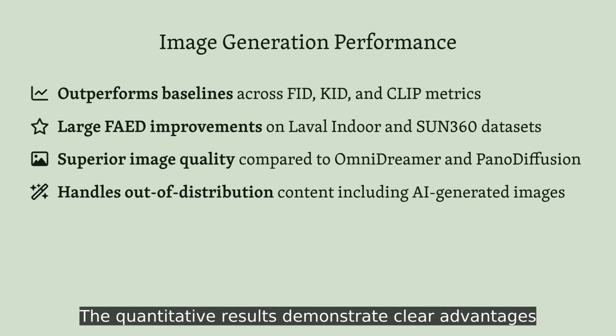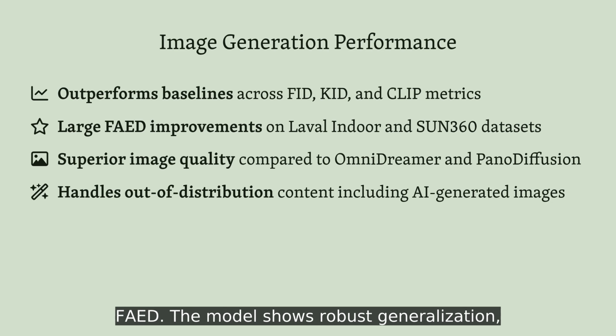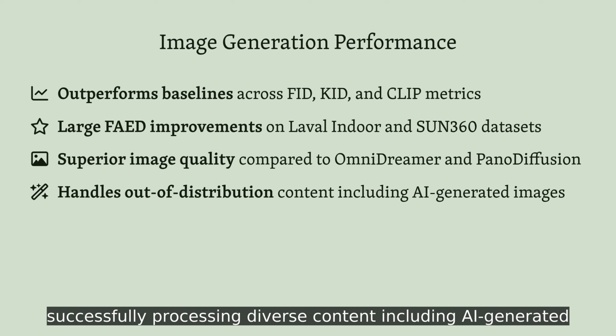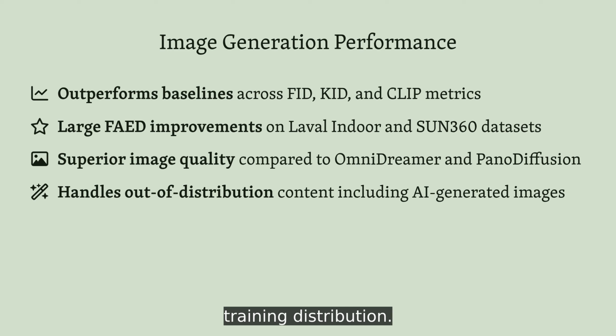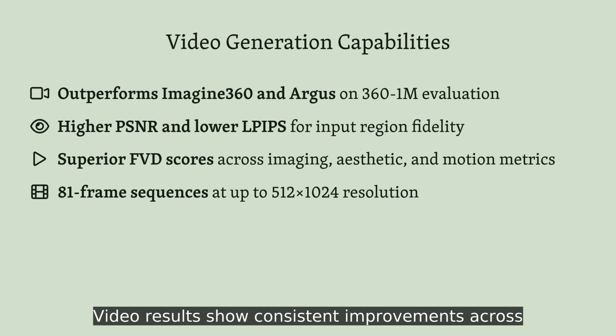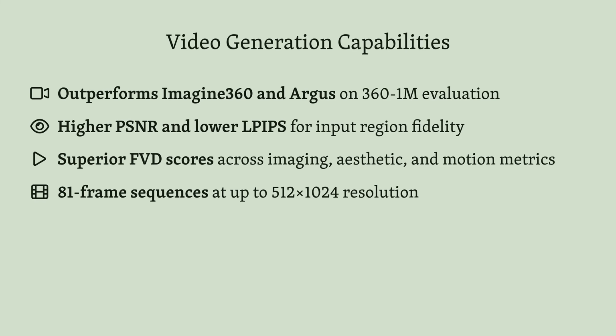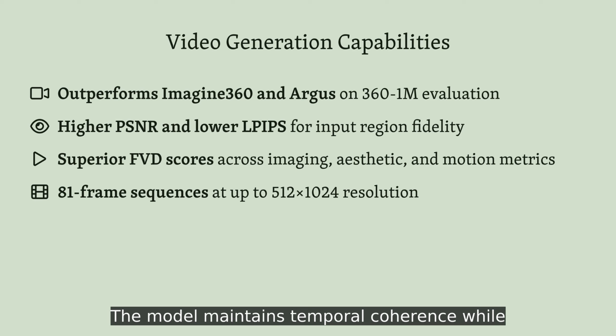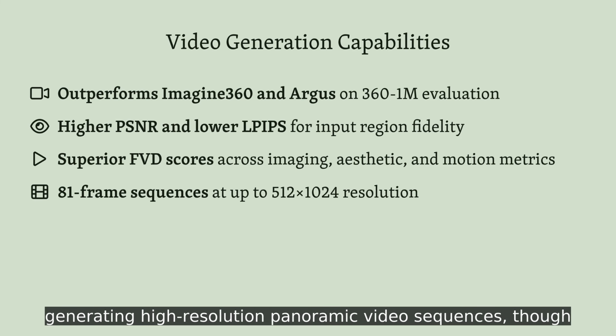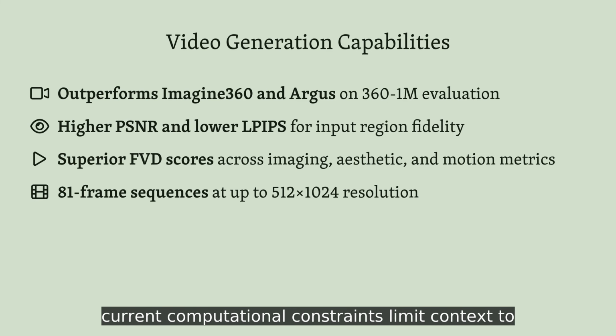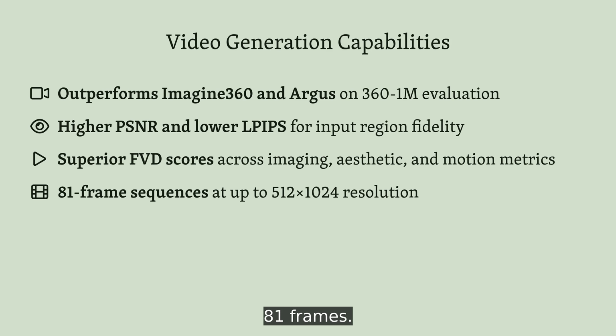The quantitative results demonstrate clear advantages across standard evaluation metrics, with particularly strong performance in panorama-specific measures like FAED. The model shows robust generalization, successfully processing diverse content including AI-generated images that weren't part of the training distribution. Video results show consistent improvements across both fidelity and perceptual quality measures. The model maintains temporal coherence while generating high-resolution panoramic video sequences, though current computational constraints limit context to 81 frames.